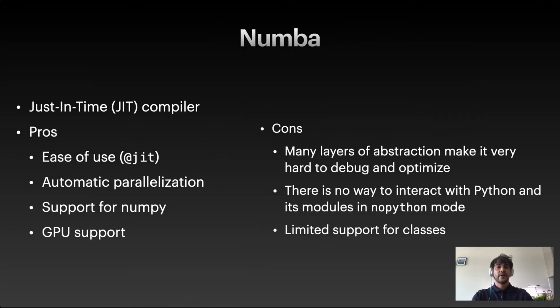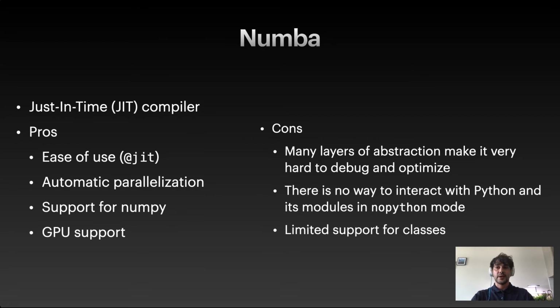The next library that I'm going to show you today is called Numba, and it's a just-in-time compiler, a JIT compiler. So what it does is basically it parses your Python code and then it transforms that into compiled code that is much faster than Python, right? The main pro that I have for Numba is that it's really easy to use. So you just drop the @jit decorator and your function is immediately pre-compiled.